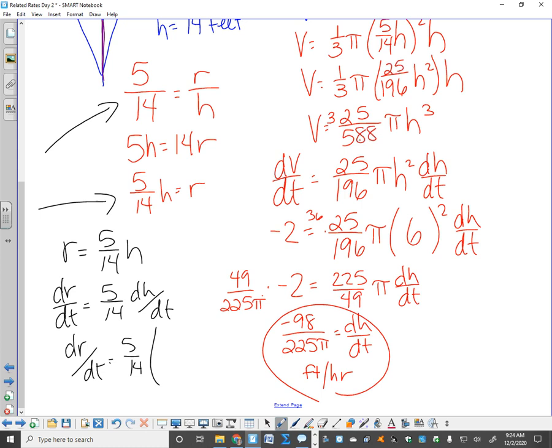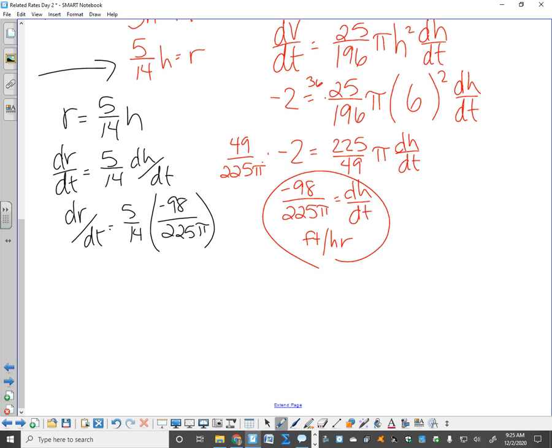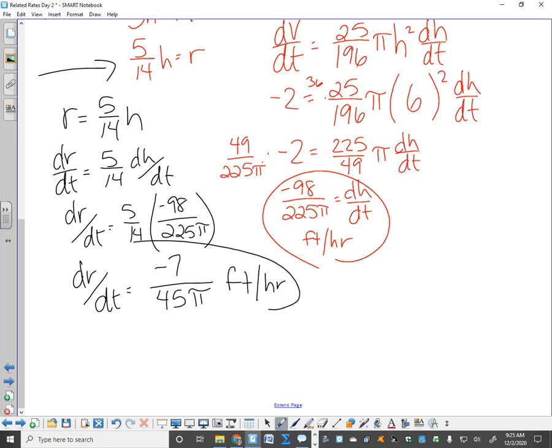Well, this is fun. But I know 5 goes into 225, and I'm pretty sure I can reduce the 14 and the 98. Feel free to just type that into your calculator. Leave the pi out of it and just have a pi in your answer on the bottom. And mine reduces to -7 over 45. And this is feet per hour because it's also a linear measurement.